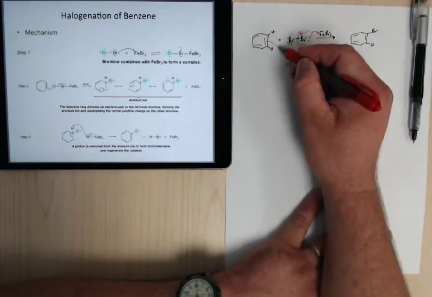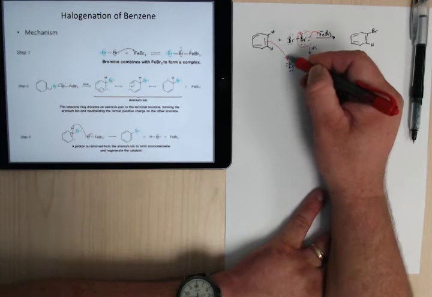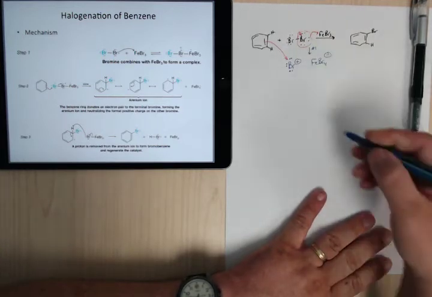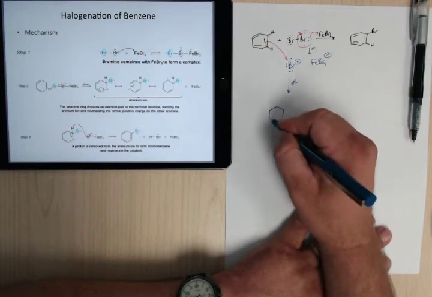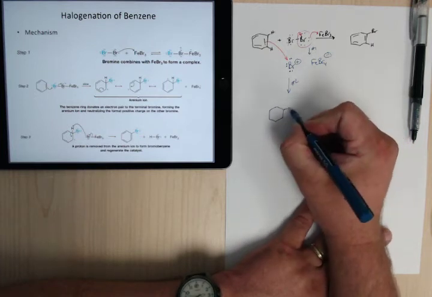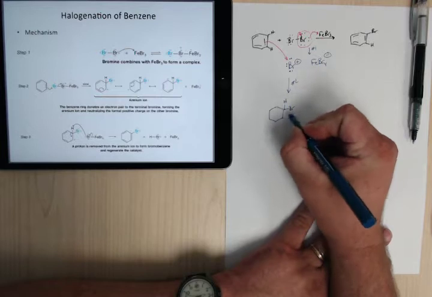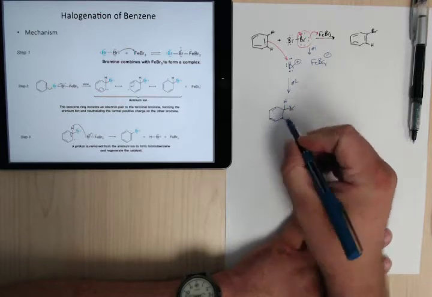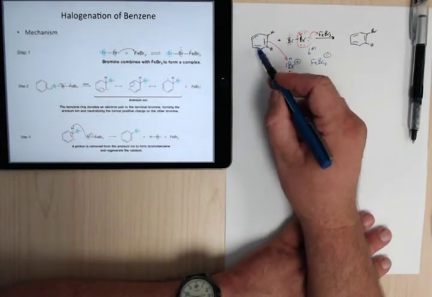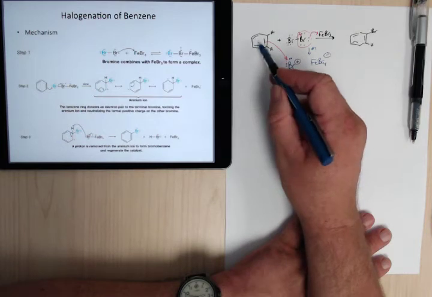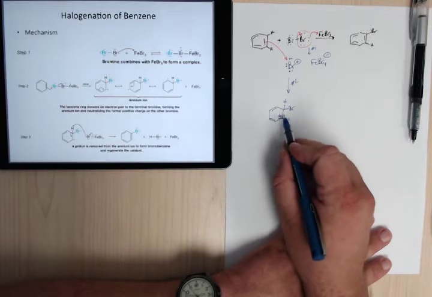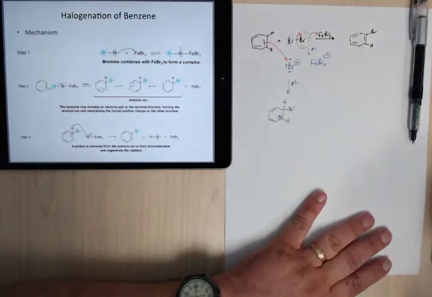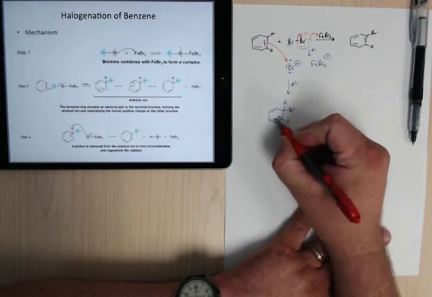Next, the benzene is going to attack the positive charge. This is step two. We put the bromine there, hydrogen there. We didn't do anything with these other two double bonds, so they're still there. But this carbon only has three bonds. And the nice thing is, we can do resonance structures to go around.